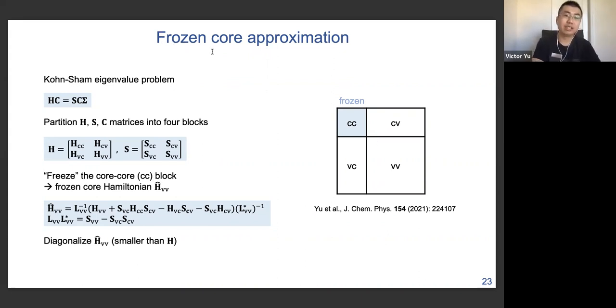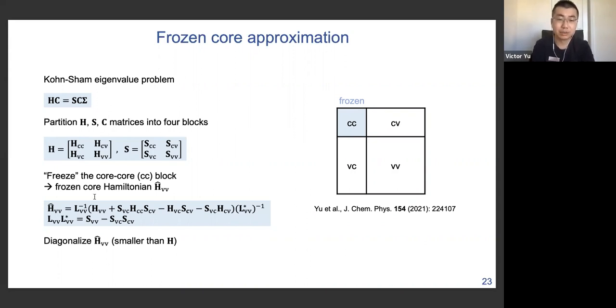So we have added a frozen core approximation to the ELSI interface, which can be used automatically by specifying some parameters. The matrices in this Kohn-Sham eigenvalue problem are partitioned into 4 blocks, including a core block and a valence block. We keep the core block frozen, which means that we do not compute the eigenvalues and eigenvectors of this block. Instead, we use the atomic solutions to approximate the solutions of the frozen core region.